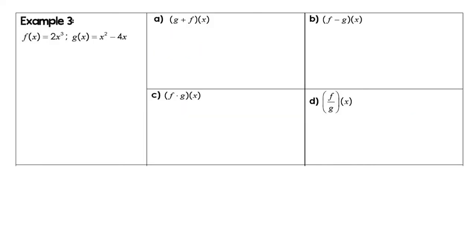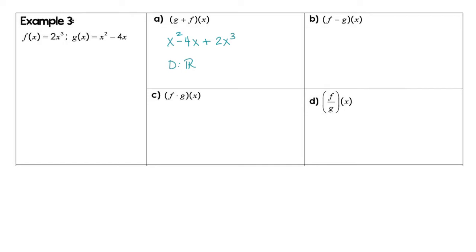Okay, for our next example, again we have our function g plus f. So our function g, let's keep in mind there's that x squared minus 4x. And then I'm going to add to that our f of x function, which is 2x cubed. And here there's nothing more we can do with that. This is a polynomial, so my domain is all real numbers.